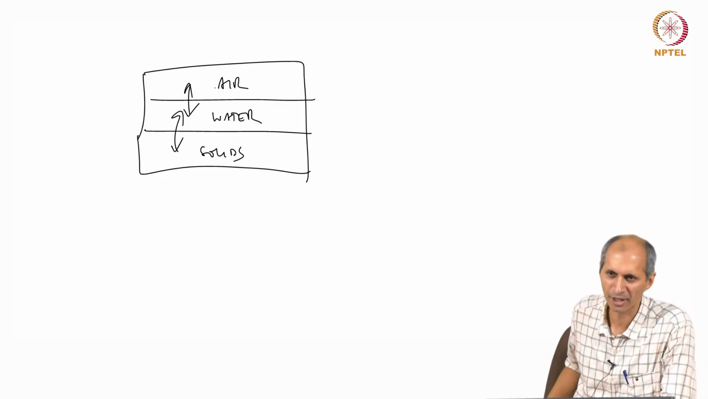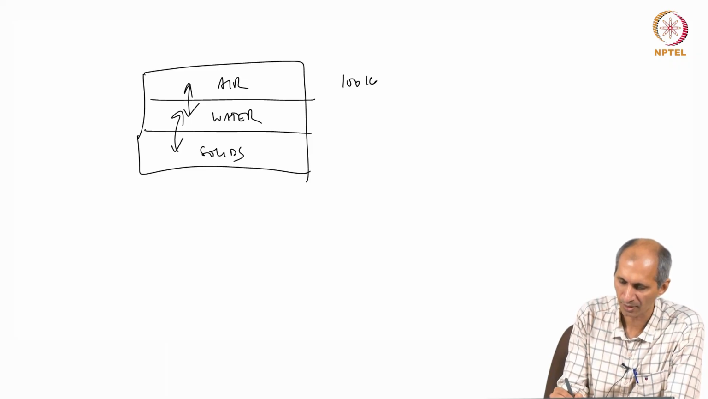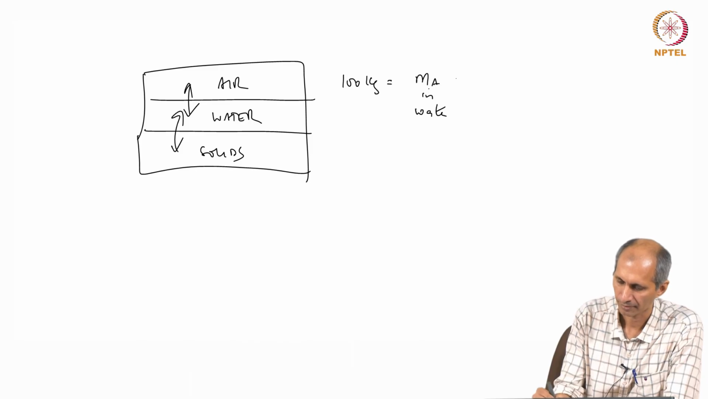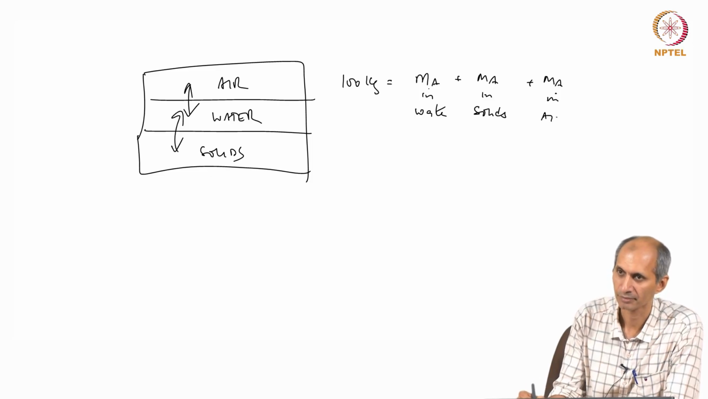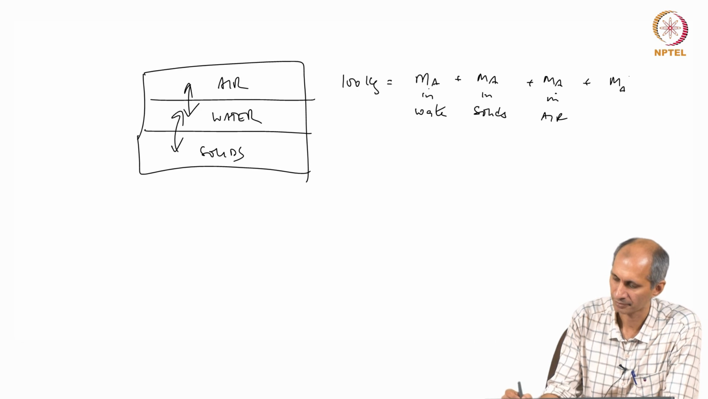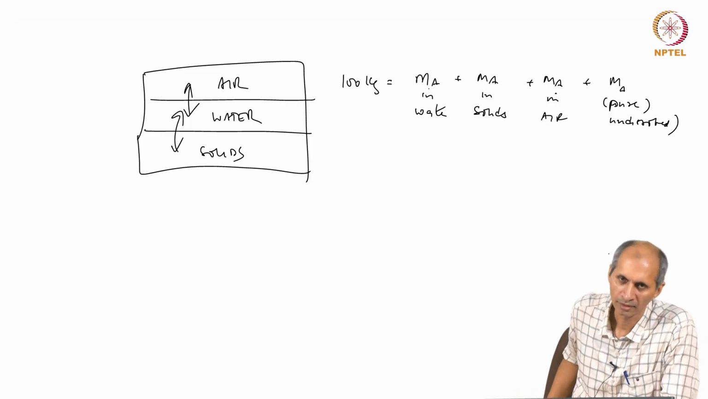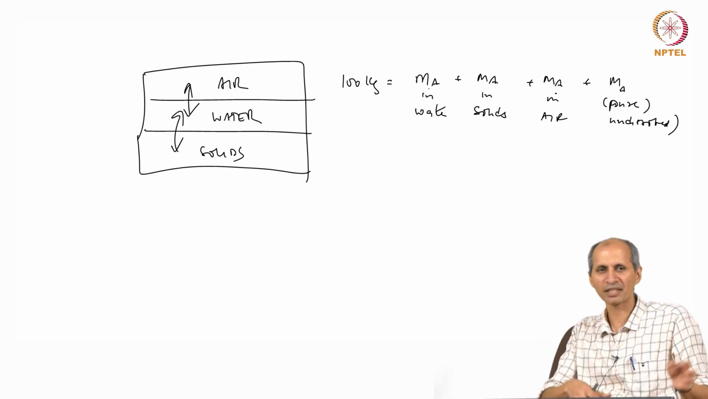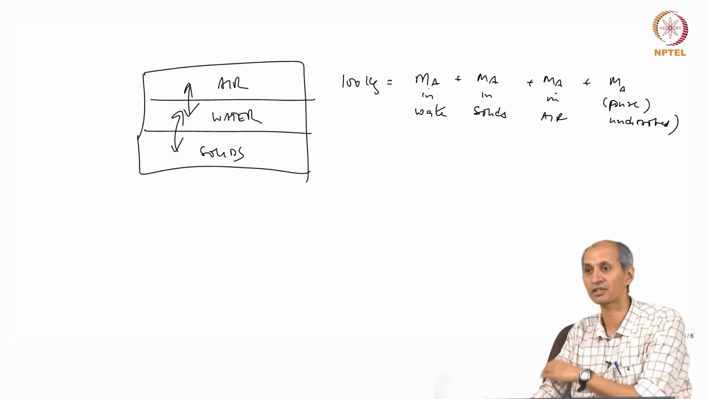So, simple mass balance is like this. If you are writing three systems like this, we can write again 100 kilograms equals mass of A in water plus mass of A in solids plus mass of A in air plus mass of A pure undissolved, and you can add any other phase. If there is something else there, you can add that also. So, this will constitute the worst case scenario distribution.